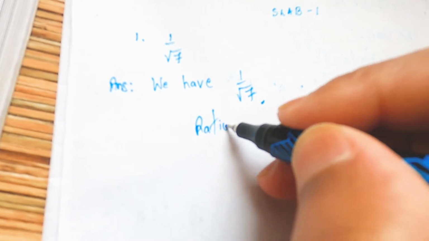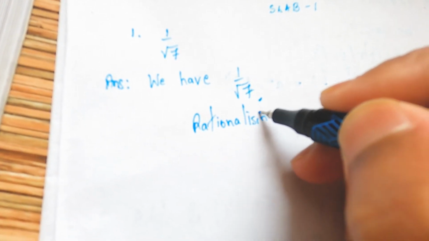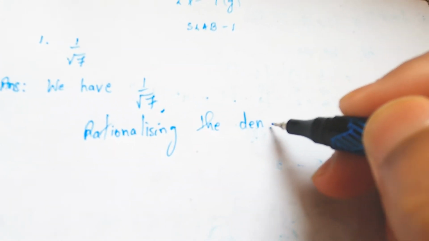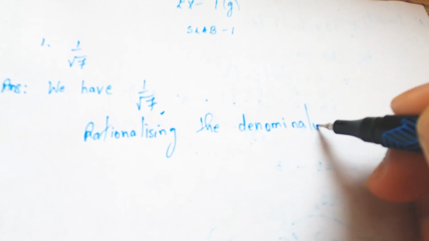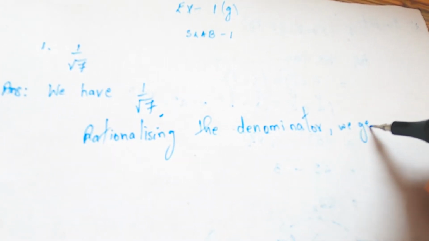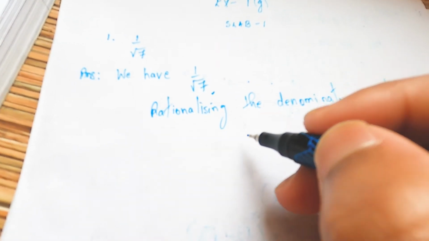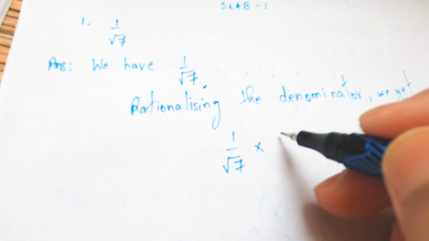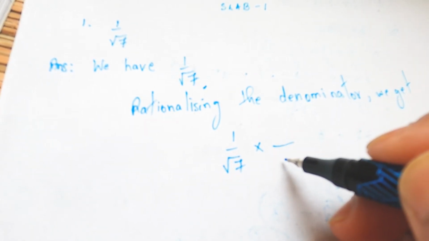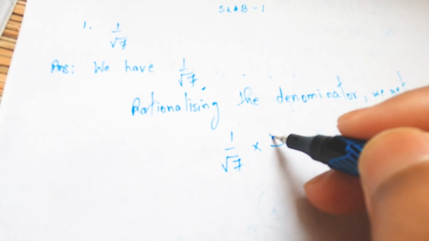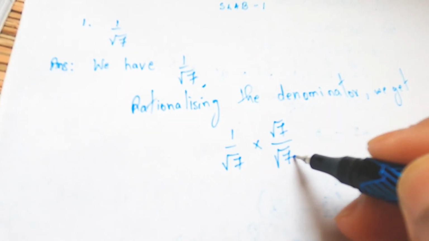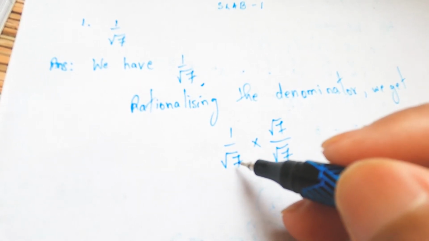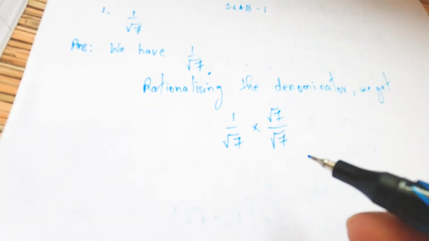So what we will do is rationalize the denominator. You will write here: rationalizing the denominator, we get. So how do we rationalize? We have 1 by root 7. For both numerator and denominator, we will multiply by root 7. If it is root 5, we will multiply by root 5. If it is root 6, we will multiply by root 6.